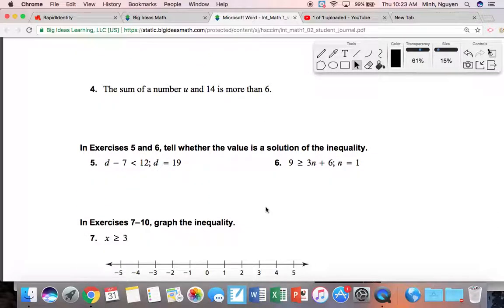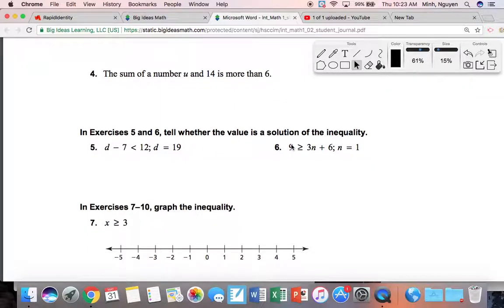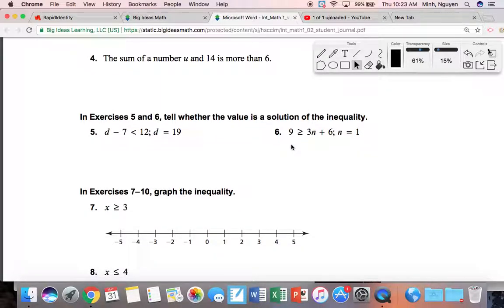Tell whether the value is a solution of the inequality. So it's saying plug it in and tell me whether the resulting sentence is true or not. So I would say d is equal to 19. So 19 minus 7 is 12. And so the resulting sentence is 19 minus 7 is less than 12. 19 minus 7 is 12. Is 12 less than 12? No, it's not less than. If I have 12 apples and you have 12 apples, neither of us has more or less apples than the other person. We both have the same amount.